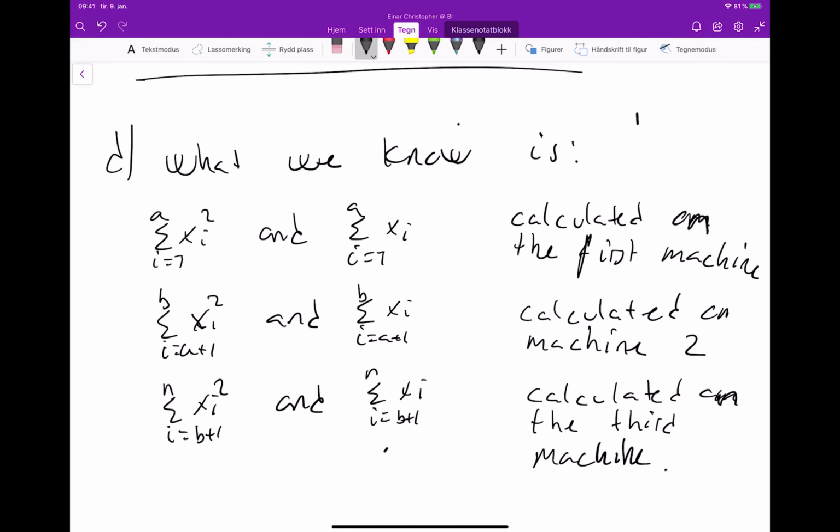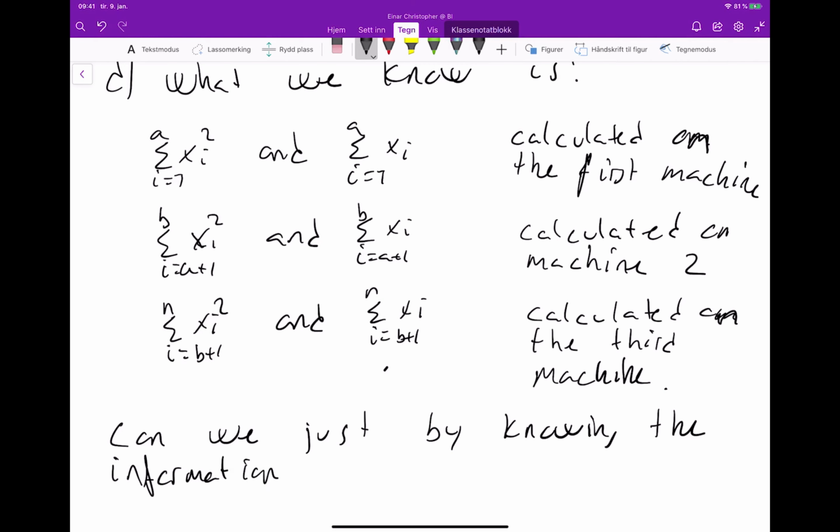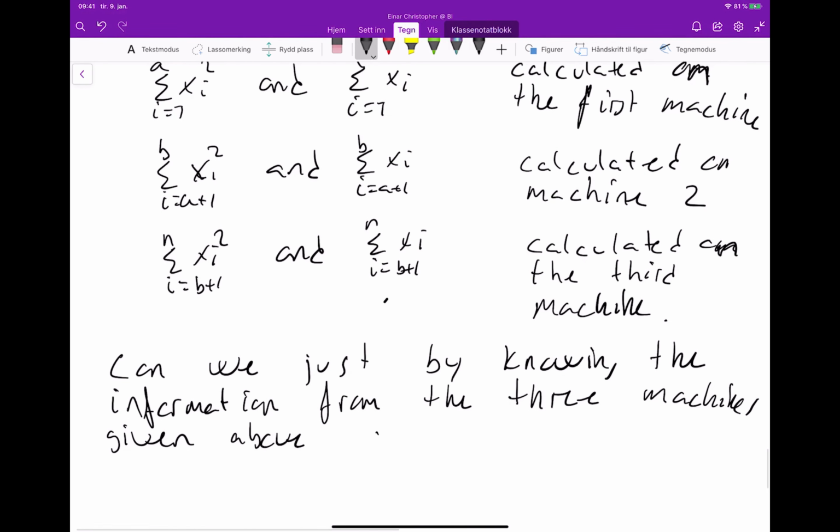And the question is, can we, just by knowing the information from the three machines given above, compute the overall empirical standard deviation.